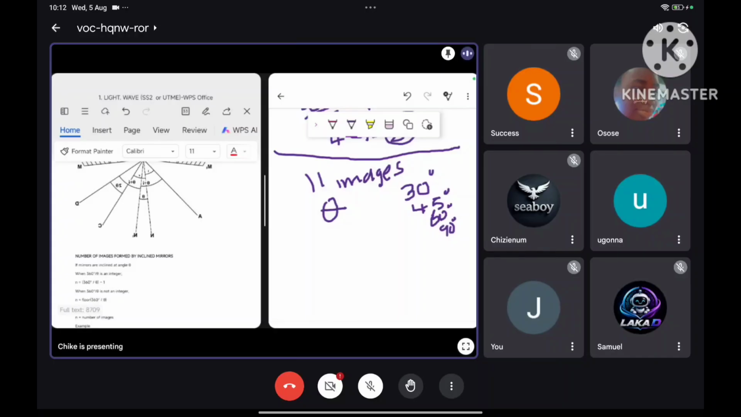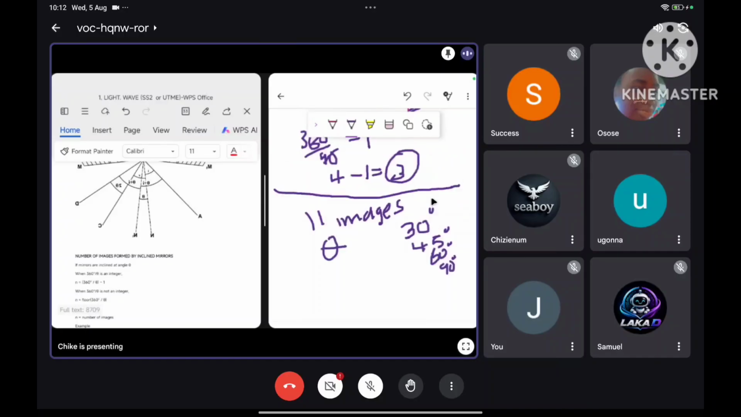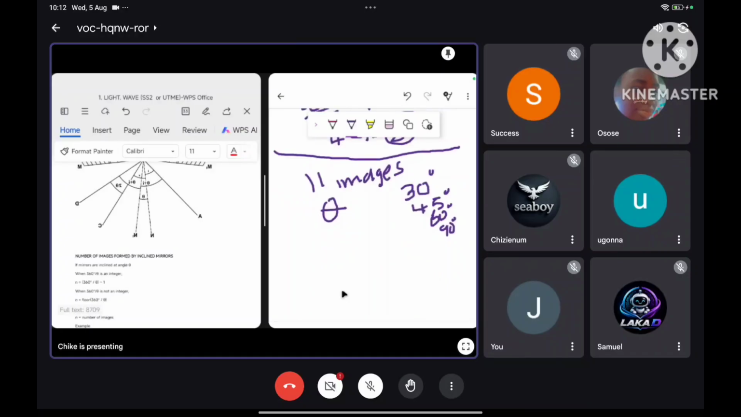So let me read the question again, in case anybody didn't get it. The question is a WAEC question from 2018 objective number 23. It said, 2 plane mirrors are inclined to each other such that an object placed between them has 11 images. Determine the angle of inclination. So we're looking for theta. So who has the answer, please? Or do I solve it and give you the next one?